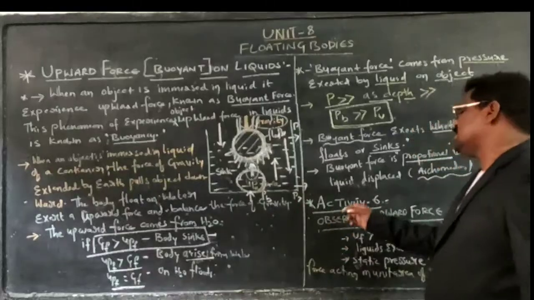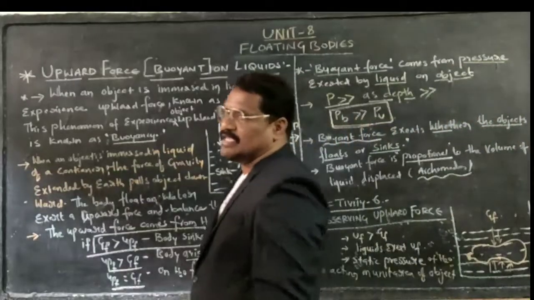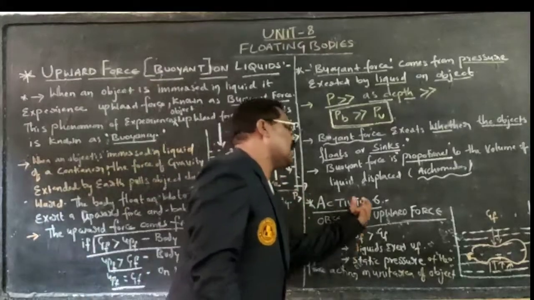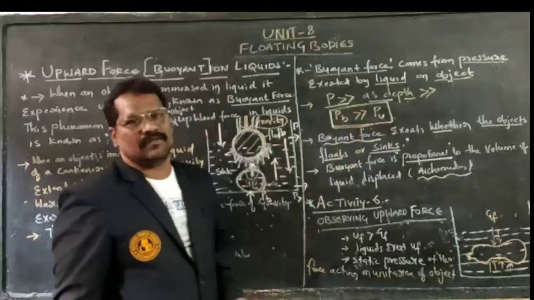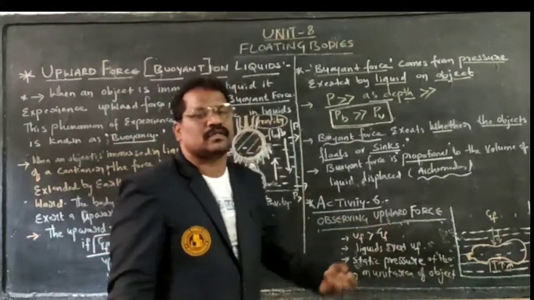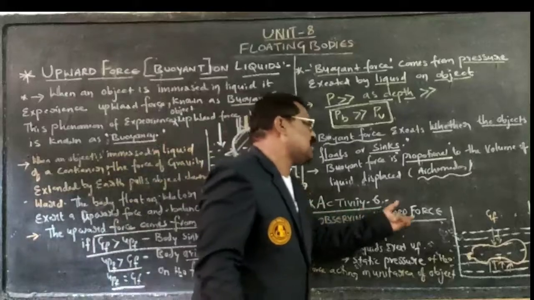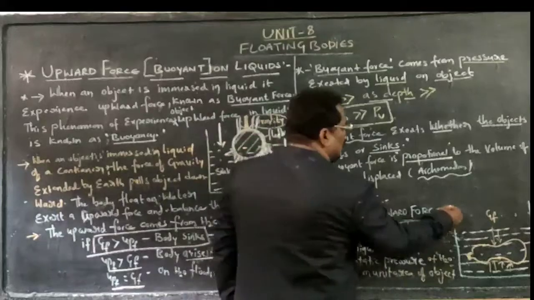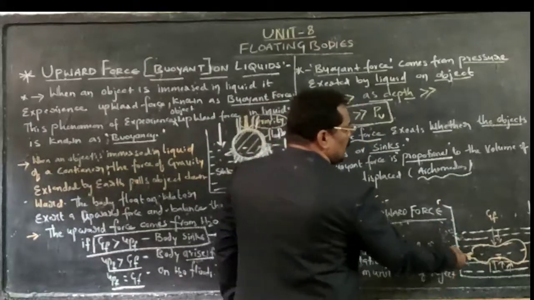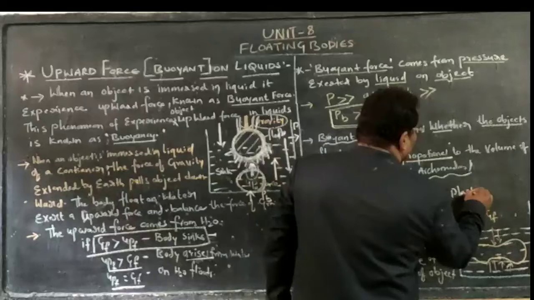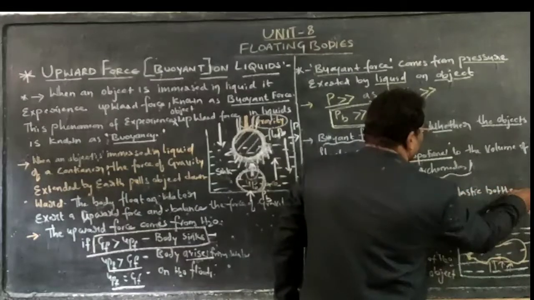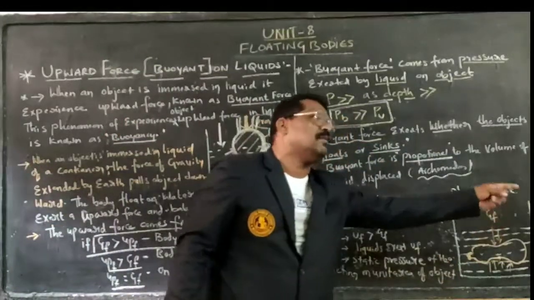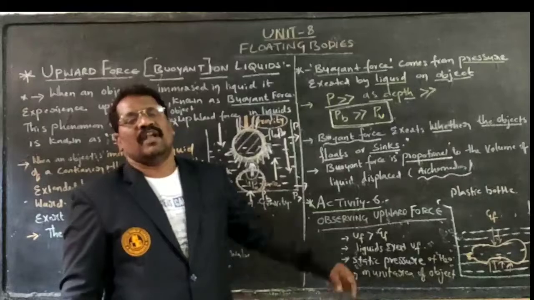Next is Activity 6. What information does this activity give? It gives information about observing the upward force in liquid. How can we observe this upward force within liquids? The materials required are a container, water, and an empty plastic bottle. For the procedure, take a container and fill it with water up to three-fourths.